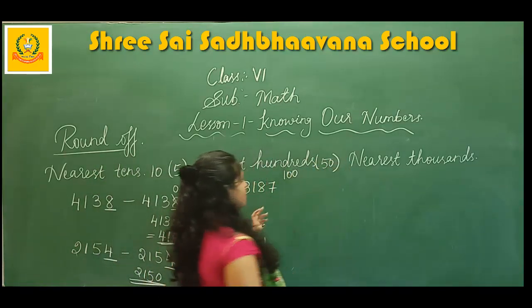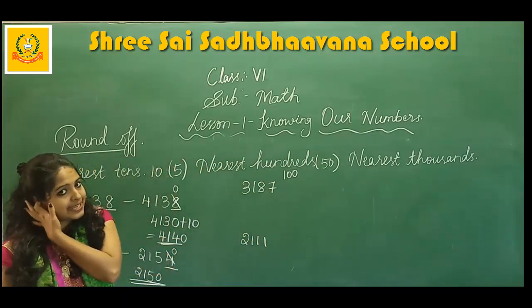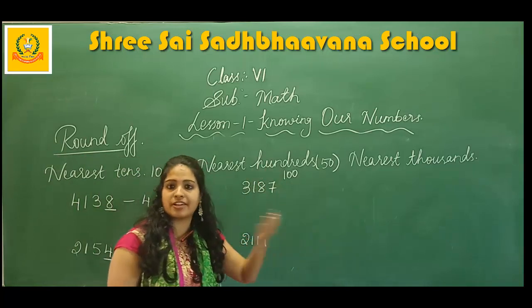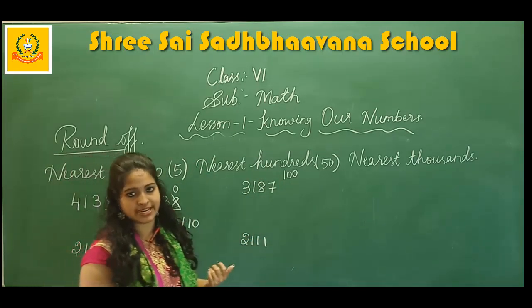It is in hundreds. So now first we have to check here. What we have to check? Whether the last two digits are equal to 50 or more than 50 or less than 50. We have to check it out.